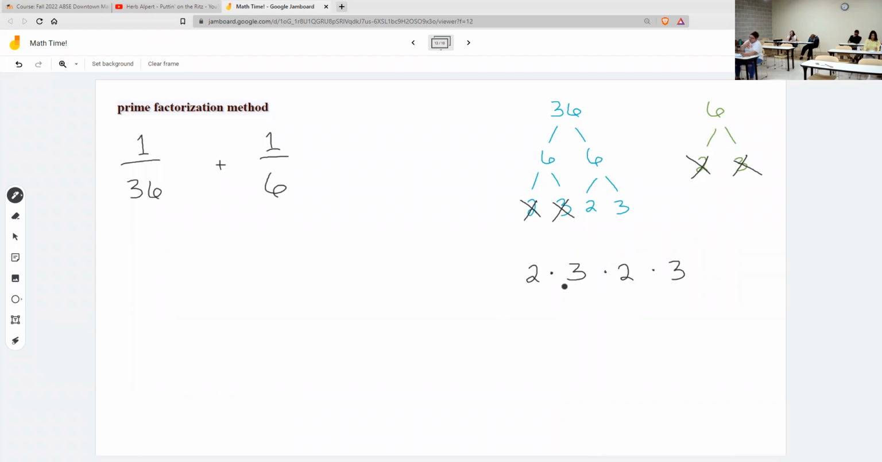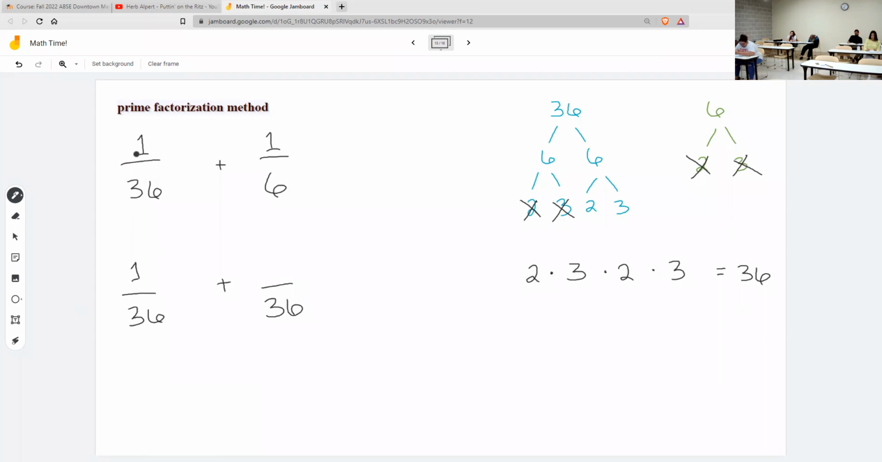So what is 2 times 3 times 2 times 3? So 2 times 3 is 6, times 2 times 3 again, 6 times 6, we're back up to 36. This is another way to see that 36 is my common denominator. So I'm going to have 36 as my common denominator.